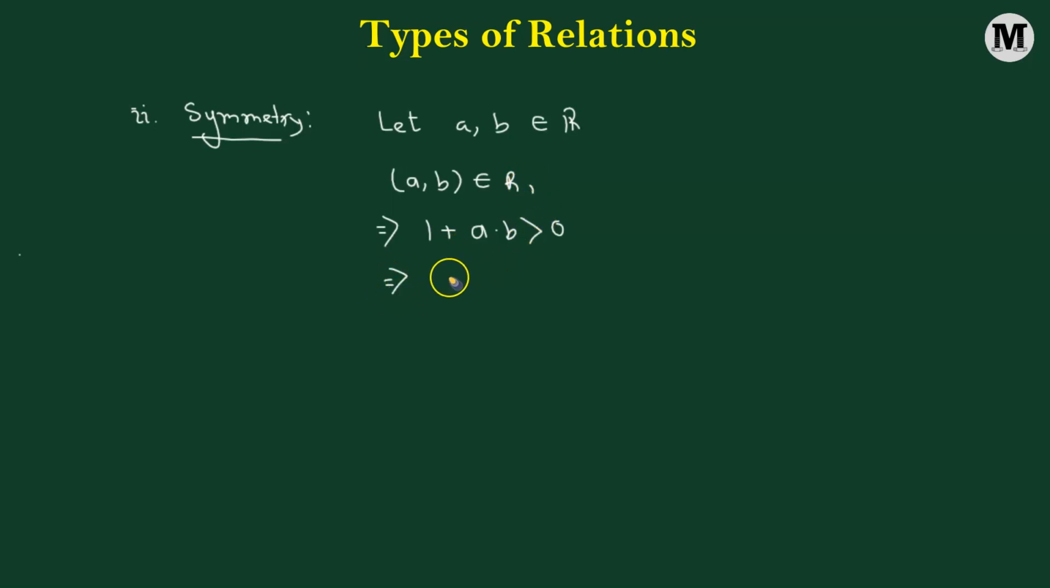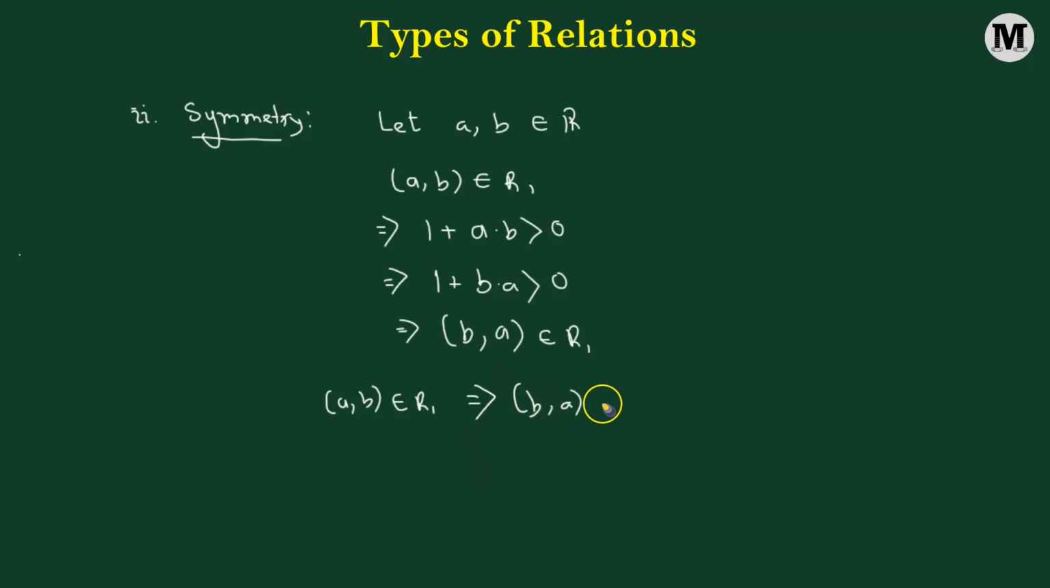Now we can rewrite the expression 1 plus AB greater than 0 as 1 plus B times A greater than 0. Now 1 plus B times A greater than 0 is only telling us that the ordered pair (B, A) must belong to R1 as well. So we started out by considering that (A, B) belongs to R1, and we were able to show that the ordered pair (B, A) also belongs to R1, and this is the condition for symmetry. Thus the relation R1 is symmetric. This is a symmetric relation. So we were able to show that R1 is both reflexive and symmetric.